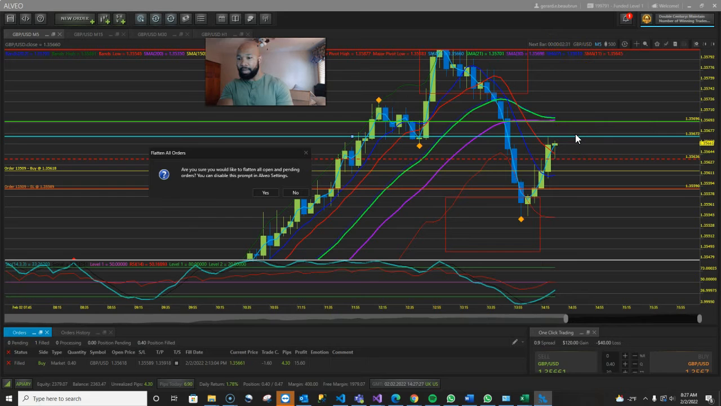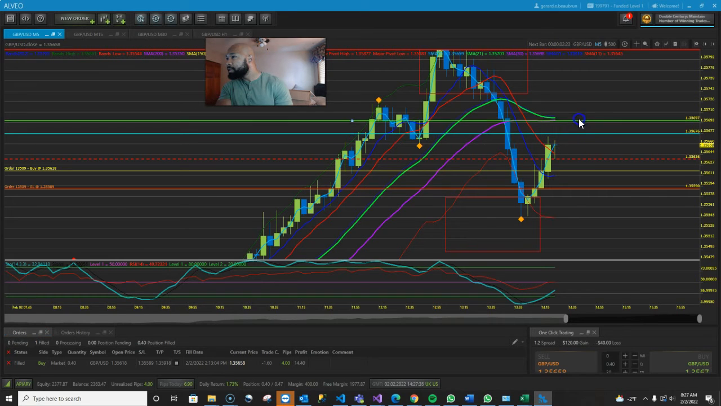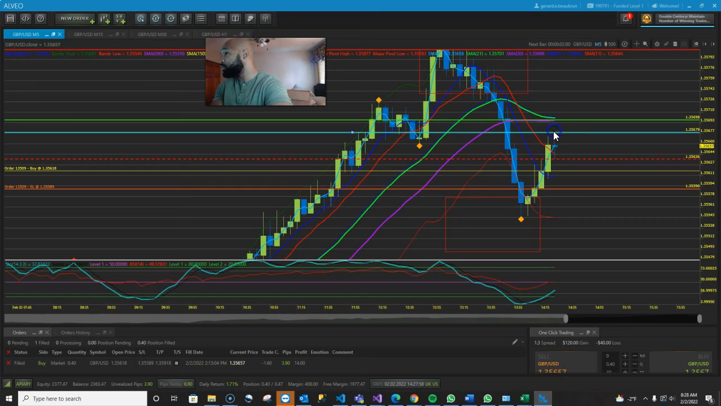Is it going to cross the high? The high is here. Cross it. The high of this candle has not crossed the previous high. Ideally, you want to get into a trade when it at least crosses the high of the previous candle. See this? I would enter here, but I'm already in. Let's go.